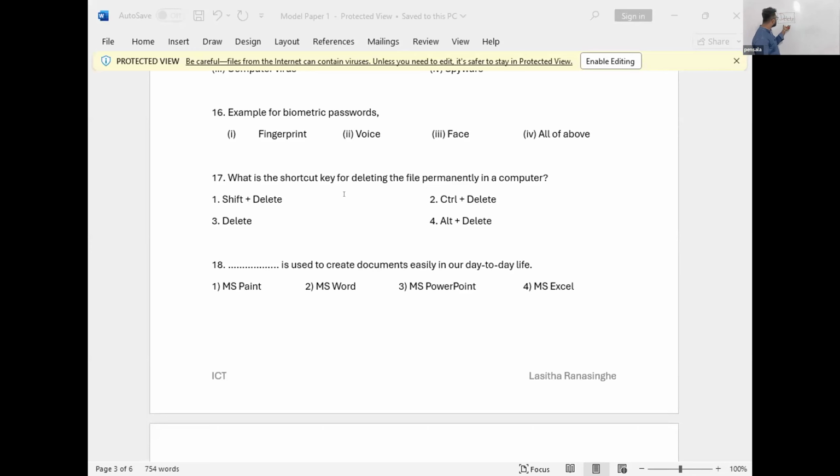So if you use only delete for deletion, it will store the file temporarily in the recycle bin. Right? So if you want to permanently delete, what do you do? You should use the shift key as well. Only if you use both of these keys will the file be permanently deleted. If we use only delete, it won't delete the file from your computer permanently.